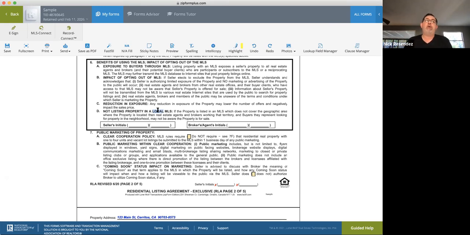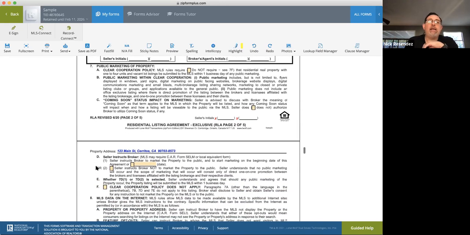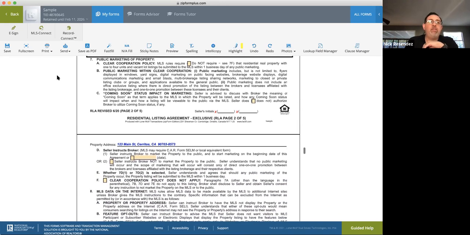And remember, or a decline in exposure. So remember, all these paragraphs are pointing to is that when you don't have something on the open market, you may not get fair market value because the market isn't aware of the property. Okay. So that leads right into paragraph 7 with clear cooperation.